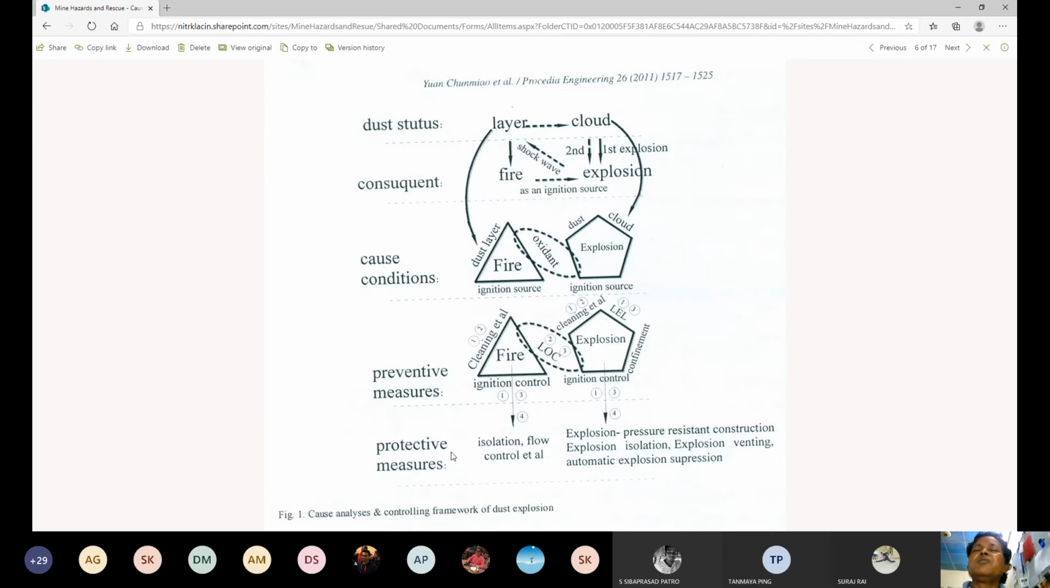So, are you able to see this chart? Hello, hello. Yes, sir. Yes, sir. So this chart is visible to you.